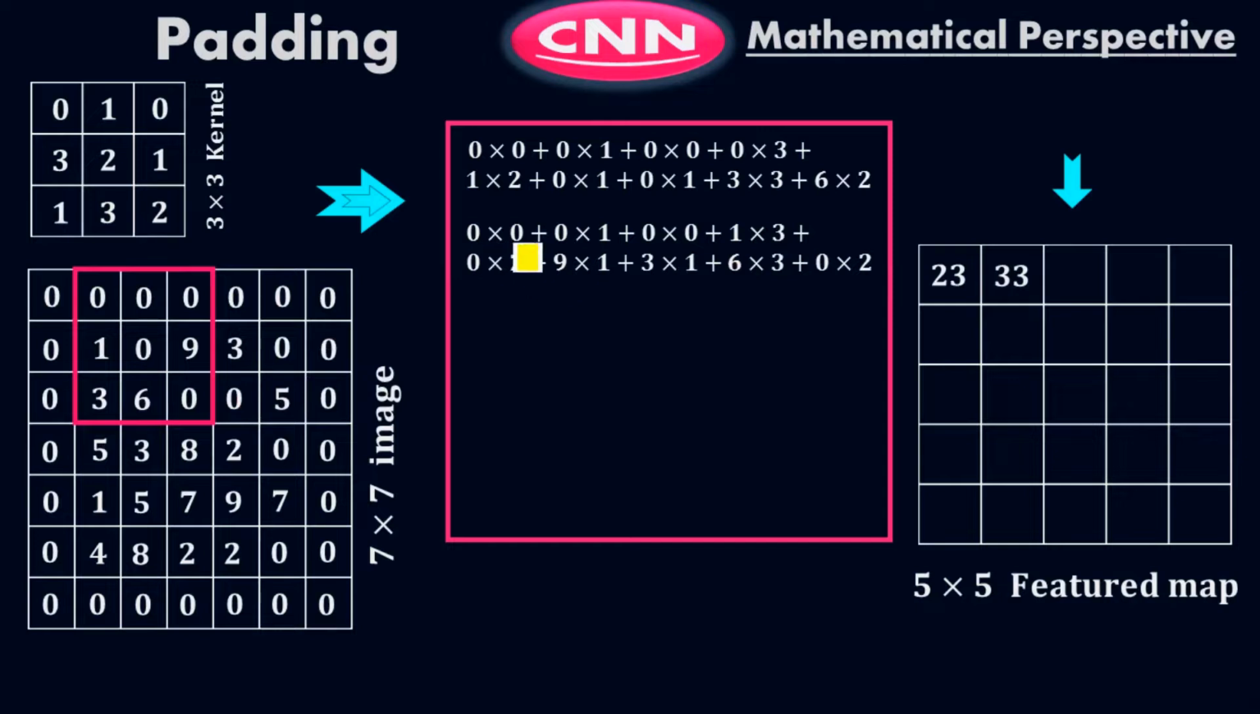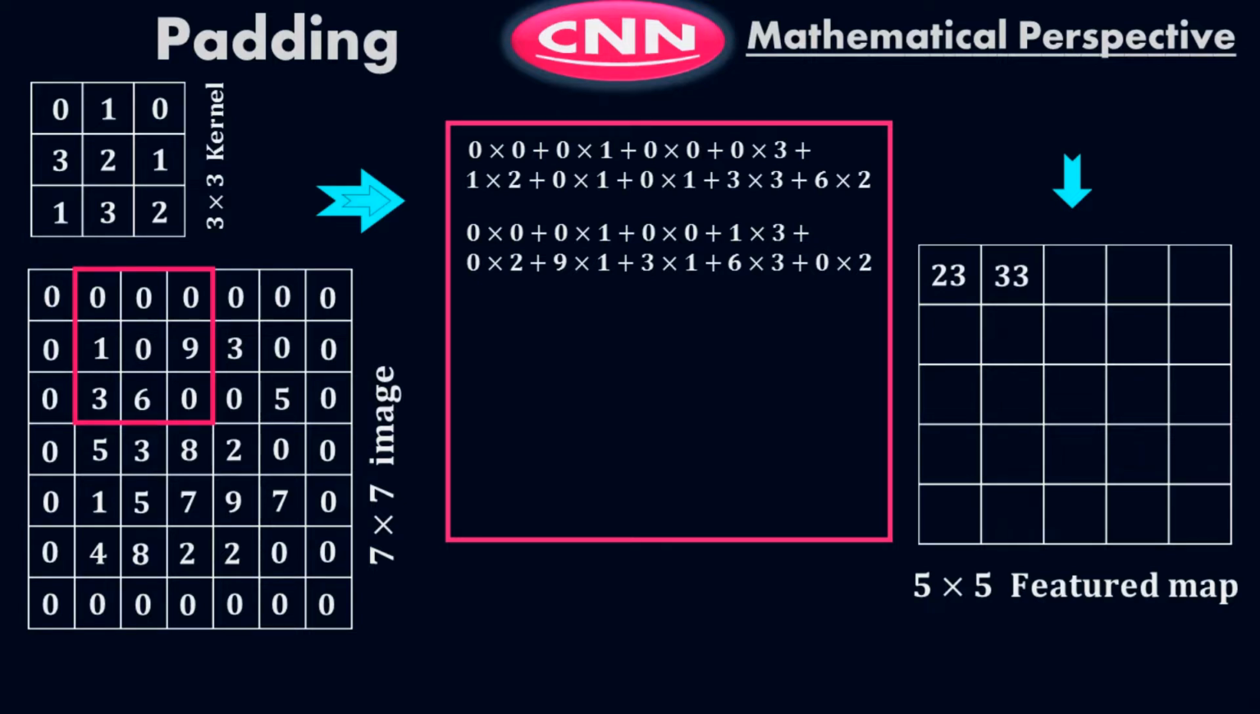So 0 times 0 plus 0 times 1 plus 0 times 0 plus 1 times 3 plus 0 times 2 plus 9 times 1 plus 3 times 1 plus 6 times 3 plus 0 times 2. It equals 33. So there we got the second pixel of the feature map.